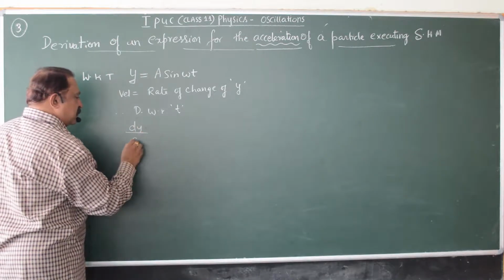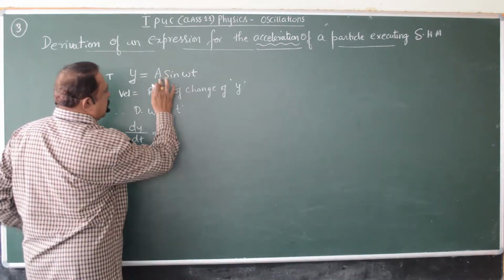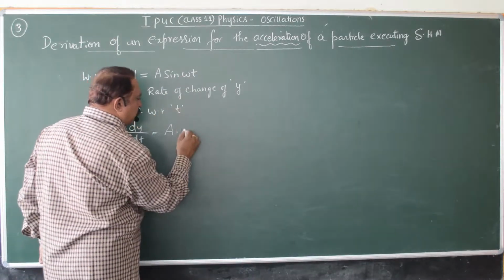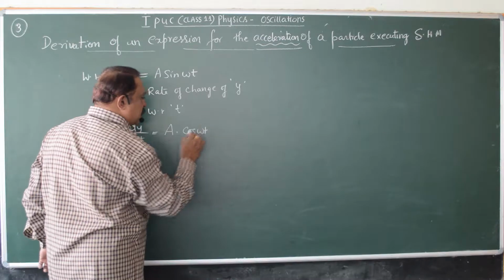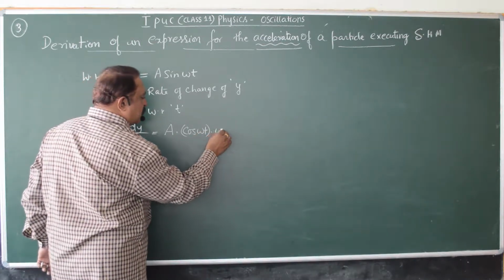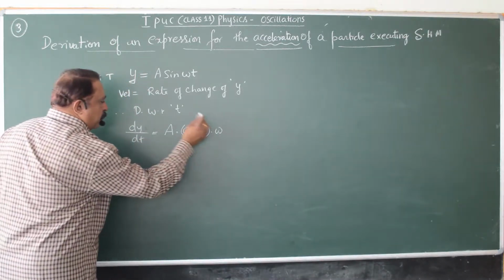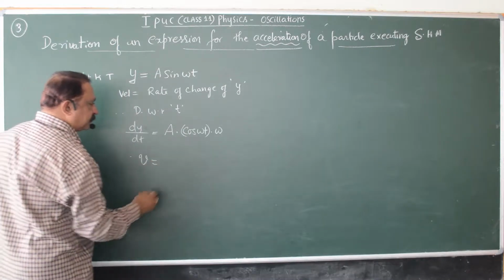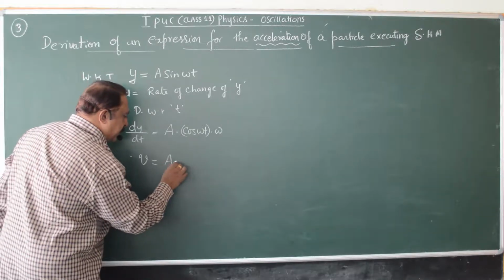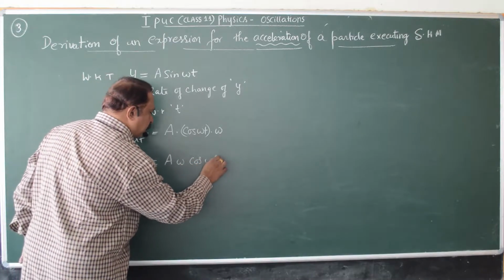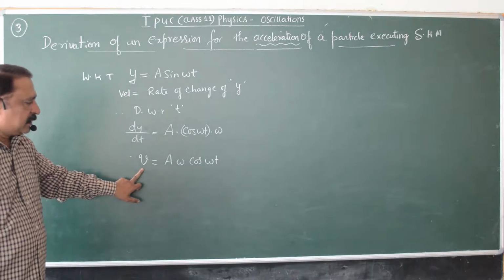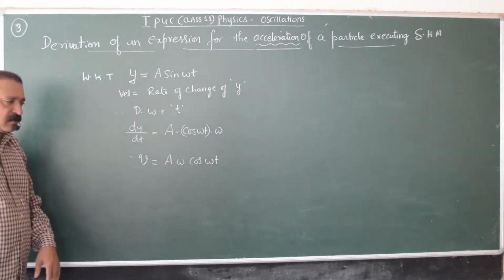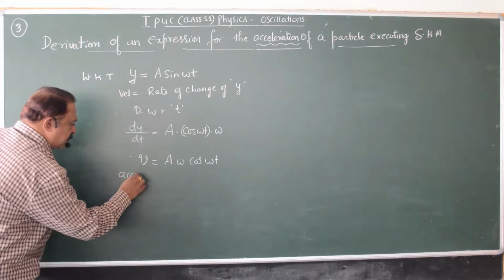So, left hand side becomes dy by dt equals, I differentiate the right hand side. a is constant, write it as it is. Sine omega t: the differential coefficient is cos omega t into the differential coefficient of omega t, which is omega. Therefore, v equals a omega cos omega t. This is velocity. Now, from velocity, if I want acceleration, as per the definition of acceleration, what is acceleration?